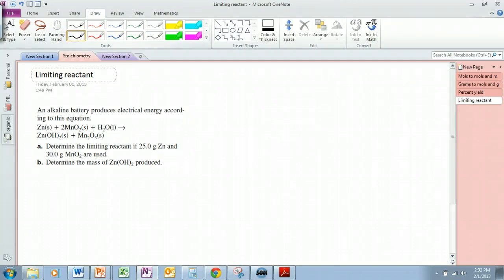Okay guys, time to try limiting reactant. And as you probably have figured out, we're not going to just do one problem on a video and expect you to be able to do it. We'll be doing these in class, and I'll be working a few on the board.